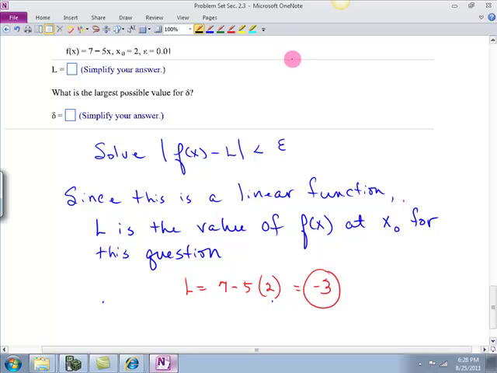Right, because if I just asked you to find the limit as x approaches 2 of 7 minus 5x, you would just plug in 2 into that, and you would get the limit. So that's where we got that. Supposing it wasn't a linear equation, you have to do it the way we did yesterday, and go from there. I'm not going to give you one of those. That'll be good. All right.